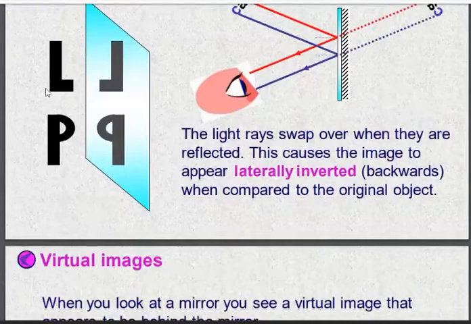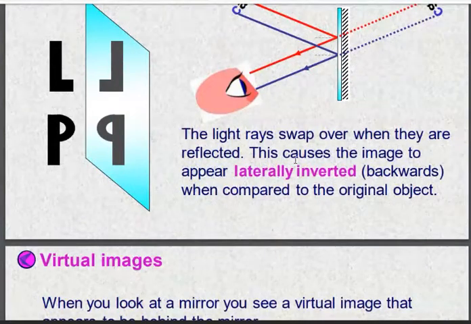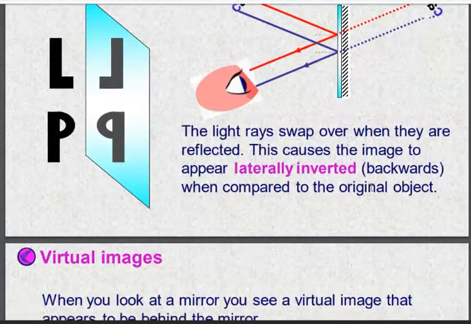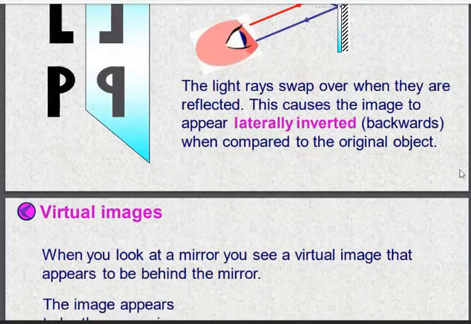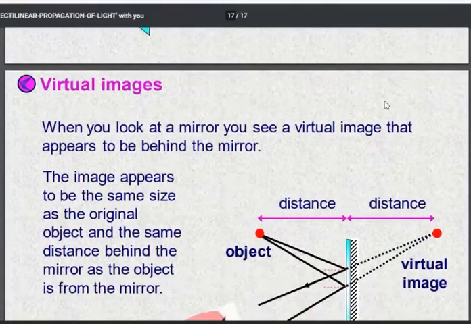Similarly, you see here L. Everything will remain the same, but lateral inversion will take place here for the P also. So light rays swap over when they are reflected. This causes the image to appear laterally inverted, that means backwards when compared to the original object.